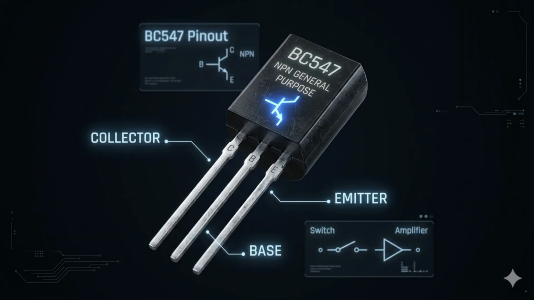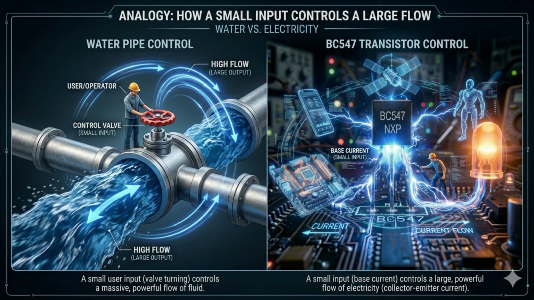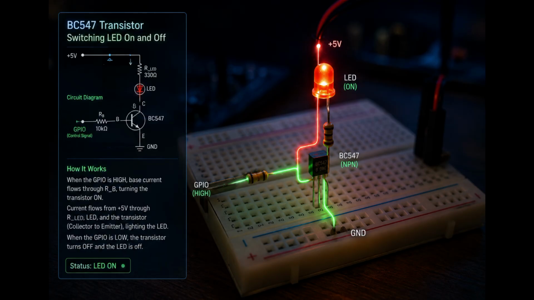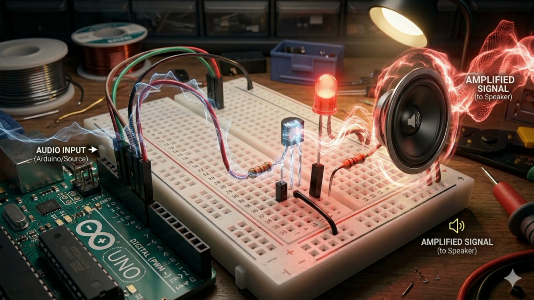This is a transistor. It usually has 3 pins: collector, base, and emitter. Think of it like an electronic switch. A very small current entering the base pin can control a much larger current flowing through the transistor. Just like a small tap controlling a large flow of water, microcontrollers like Arduino cannot power high current devices directly. So we use a transistor to control motors, LEDs, and relays.